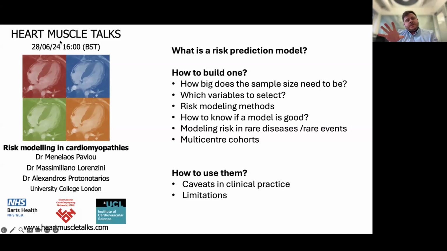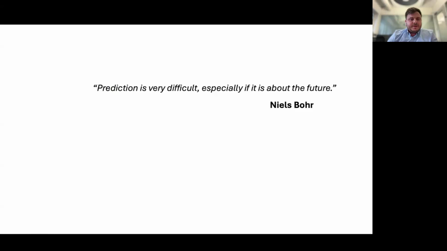We will go through how you actually create one, how you validate one, what the key things to look into are when a calculator has already been published, and what the limitations and caveats are. How do you improve one, for example? And then we will discuss some more practical points on their application in clinical practice. The caveat is, prediction is quite difficult, especially if it involves predicting the future. So whatever we say here today, this is kind of the main truth.